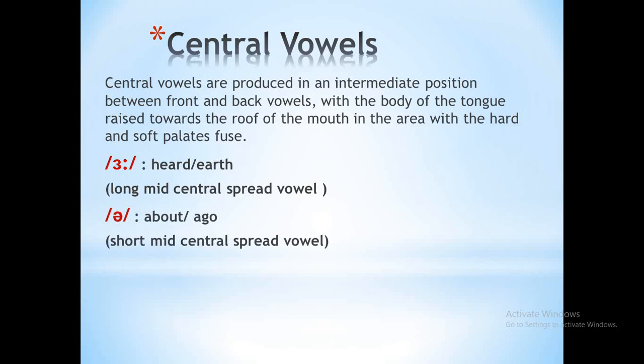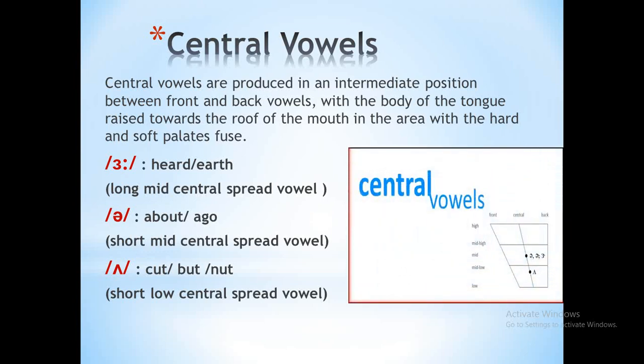Schwa, like about, like ago: short, mid, central, spread vowel. And the third one is A, like cut, like pot or nut. The position of A: short, low, central, spread vowel. So look at this picture and try to pronounce these vowels.